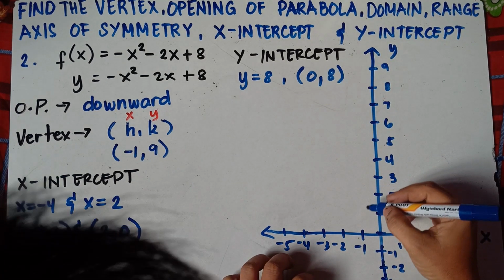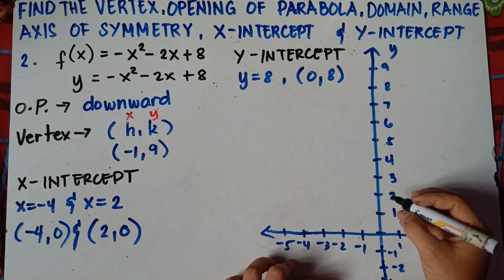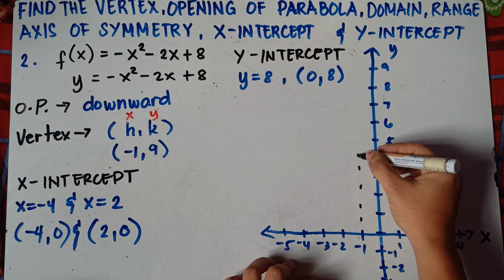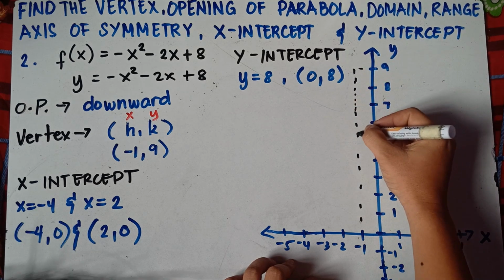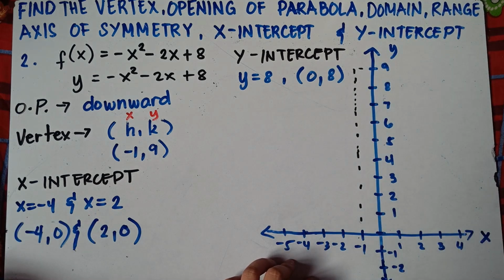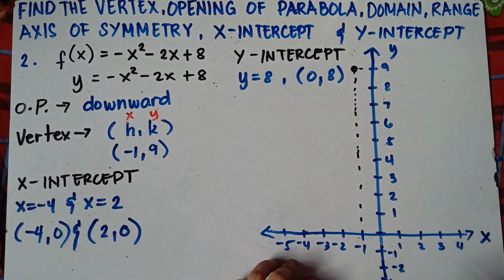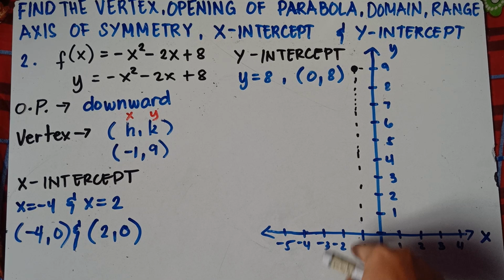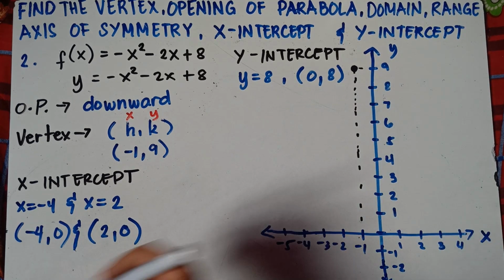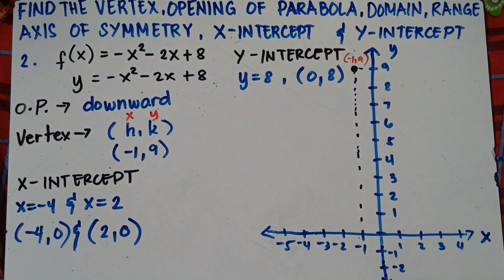So this will be the graph, class. -1 for x, then +9 for y. Let me write it in black. So this will be your point, class. So this is -1 and +9. You need to label it, class: -1 for x, +9 for y.